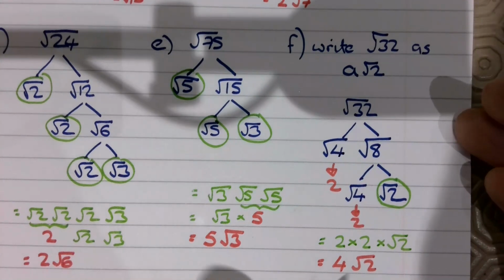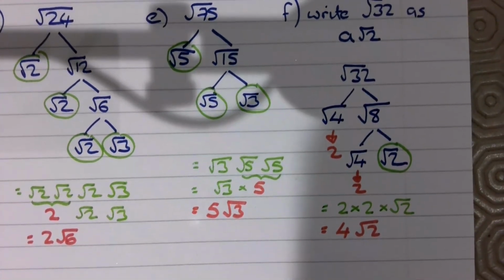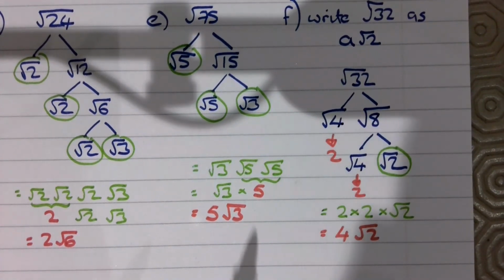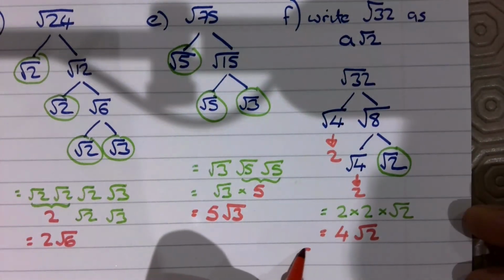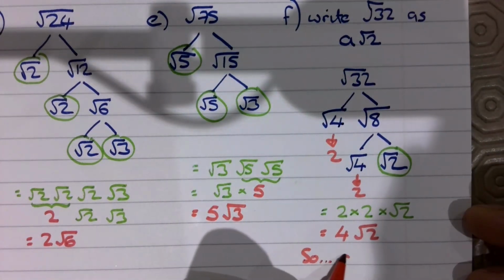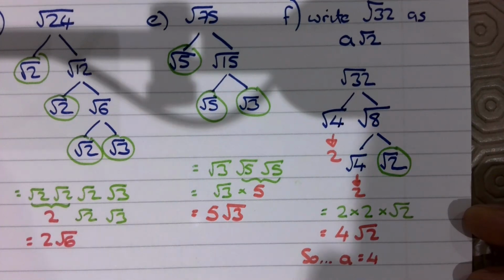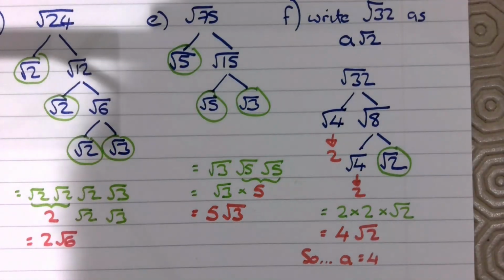So if you wanted to think about it in terms of what was a, well, a is just the number in front of the square root. If you think back to what the question said, if the question said what is a, you would write a is equal to 4. But I guess for the question we were looking at, 4 root 2 would be good enough. Alright, hopefully that explains enough for you to do some simplifying surds.